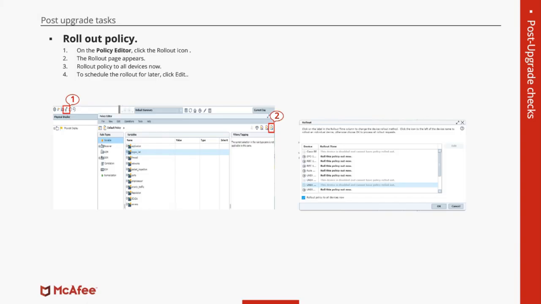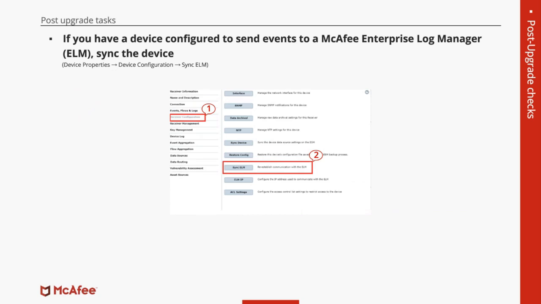The next thing we want to do is, for any device that's sending events to an ELM, go into the device configuration page in its properties and click on the sync ELM button. This is going to resync that device to the ELM and ensure the communication is working.